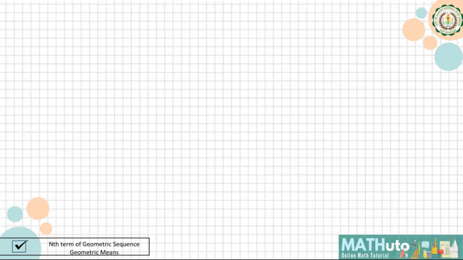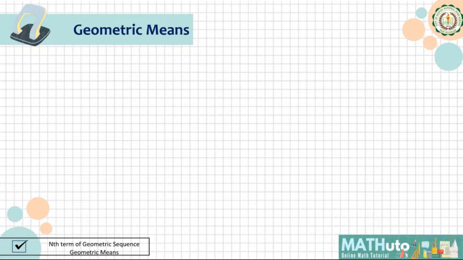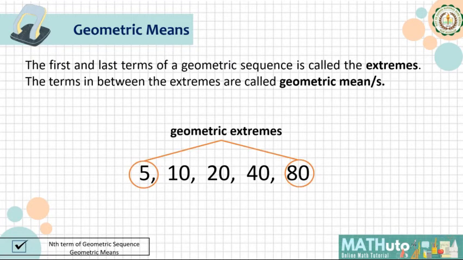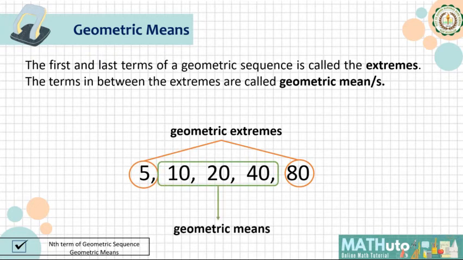Now that we have identified the nth term of a sequence, let us focus now on the next lesson, which is all about the geometric means. The first and the last terms of a geometric sequence are called the extremes, and the terms in between the extremes are called the geometric means. For example, we have 5, 10, 20, 40, 80. 5 and 80 are what we call the geometric extremes, and 10, 20, 40 are what we call the geometric means.